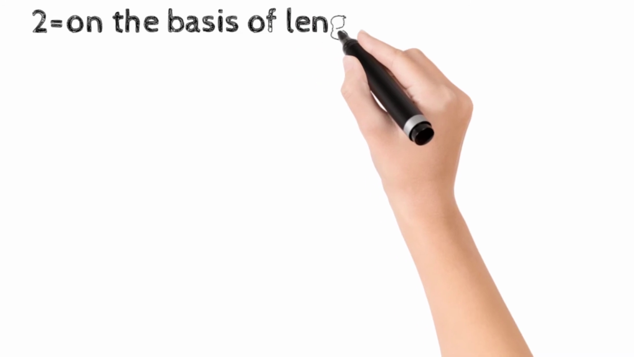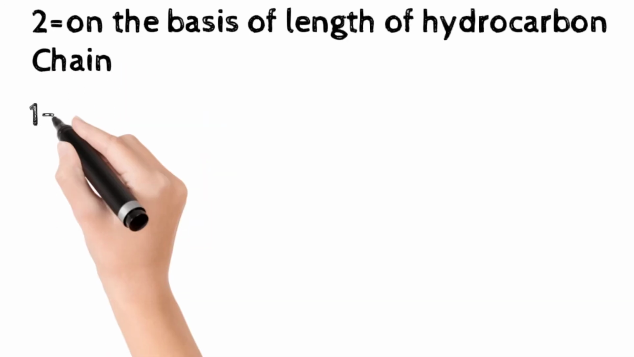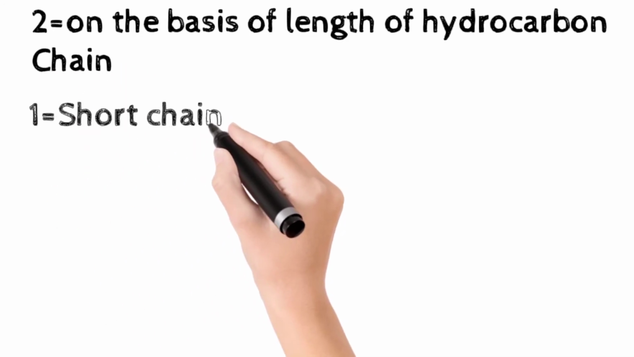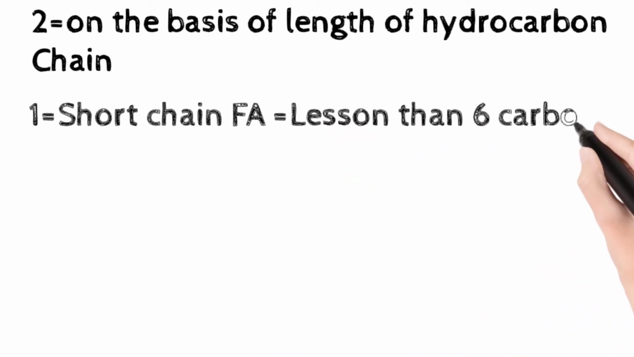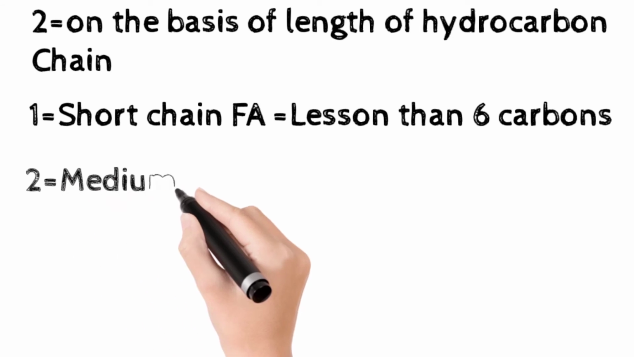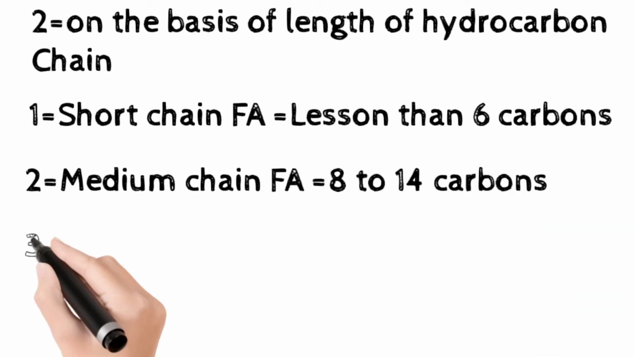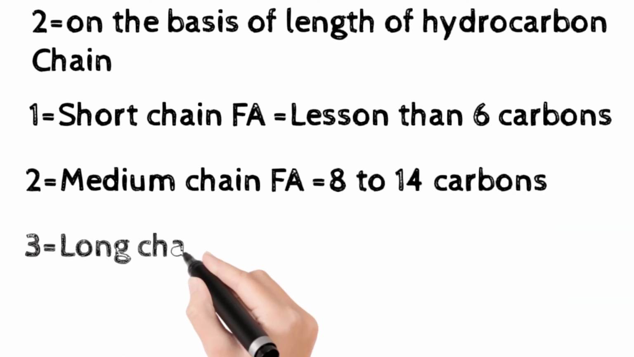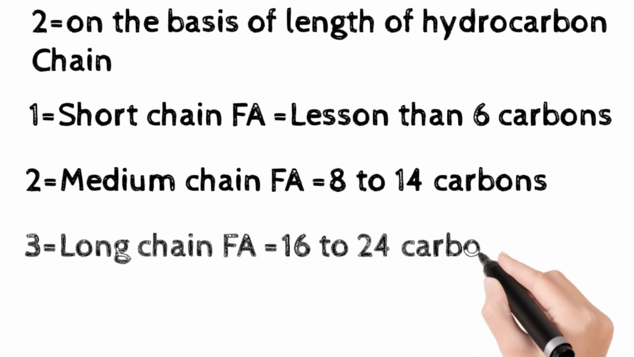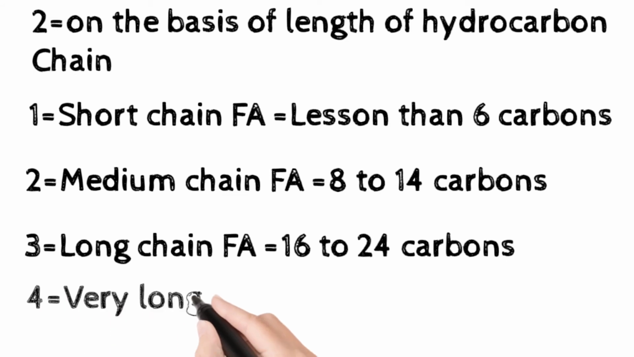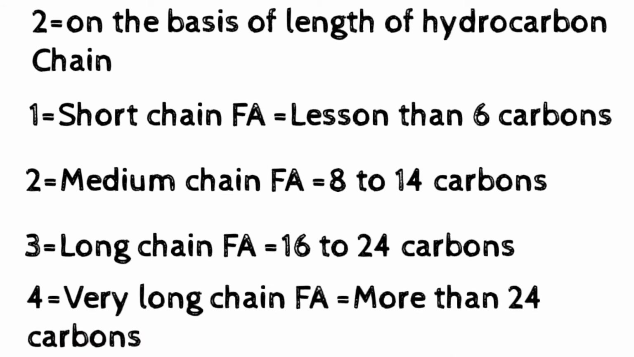Number 2, we make the types on the basis of length of hydrocarbon chain. On the basis of length of hydrocarbon chain, we divide fatty acids into 4 types. Number 1, short chain fatty acid which contains less than 6 carbons. Number 2, medium chain fatty acid which contains 8 to 14 carbons. Third is the long chain fatty acid which contains 16 to 24 carbons. The fourth is very long chain fatty acid which contains more than 24 carbon atoms.